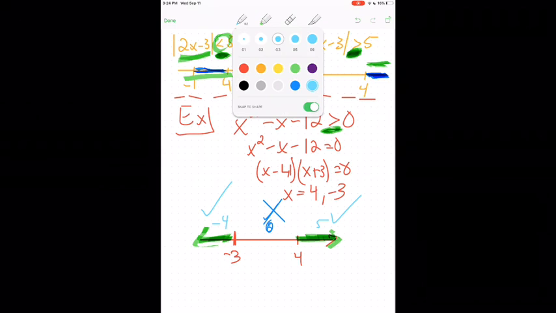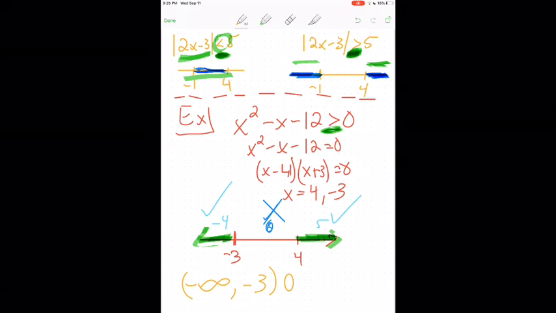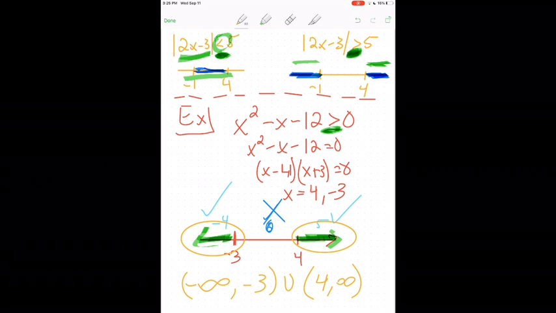And just writing my answer in interval notation. Remember, we start to the left and then go to the right. So all the way to the left is -infinity to -3, or 4 to infinity. Okay, it could be this interval here or this interval there, and so that's why we're using this union sign down here.